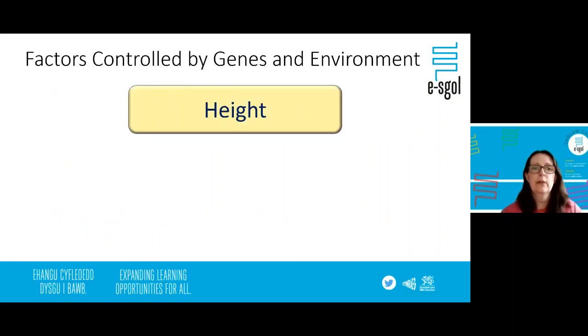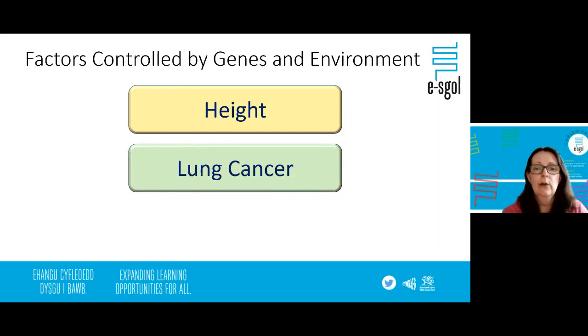Okay, so factors can be controlled by genes and the environment. Height is one that we've just mentioned. Also, whether somebody is predisposed to lung cancer is another factor that can be controlled by genes and the environment. So some people, unfortunately, have the presence of proto-oncogenes in their body, which enables the regulation of the cell cycle. And if you are a smoker, that exposes people to chemicals that convert those genes into oncogenes, which are active. And this leads to uncontrolled cell division, and then, unfortunately, that can progress to lung cancer.